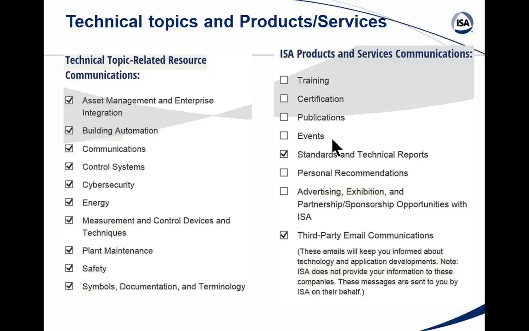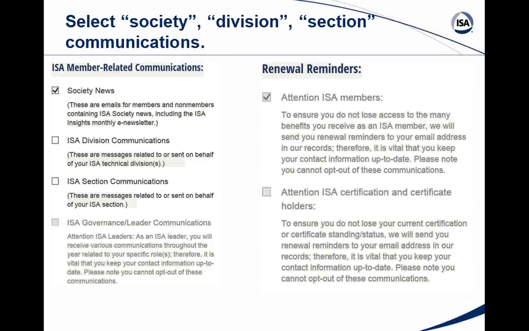expos to maybe conferences and other symposia. Any changes to standards and other technical reports. Advertising and exhibiting and sponsorship opportunities with ISA. Third-party email communication, which keeps you informed about the developments that are not necessarily ISA related, but are provided by companies to ISA. Then finally, we've got ISA member-related communications and renewal reminders.